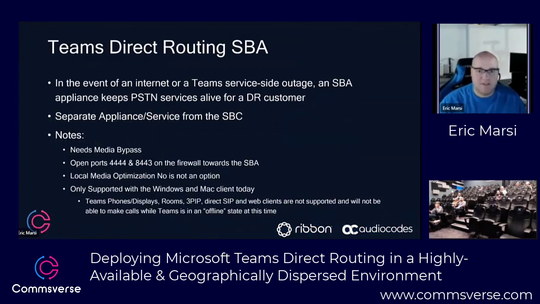So in the event of a Teams service outage or an internet service outage, the SBA appliance keeps your PSTN services alive if you are a DR customer. For example, if Microsoft Teams has a certificate issue again, knock on wood, we had that last year, the Teams client is not going to be able to authenticate or do additional things in the client, but there is an active registration to an appliance that is saying, hey, I'm here if needed. If you cannot reach Teams, we can route out via me in the event that we have no access to the Teams service.